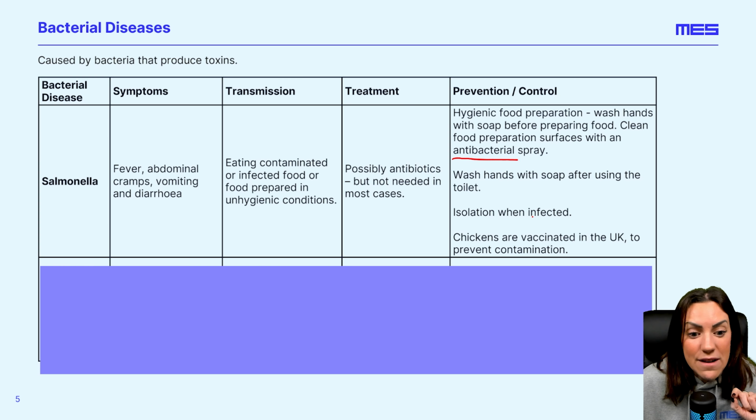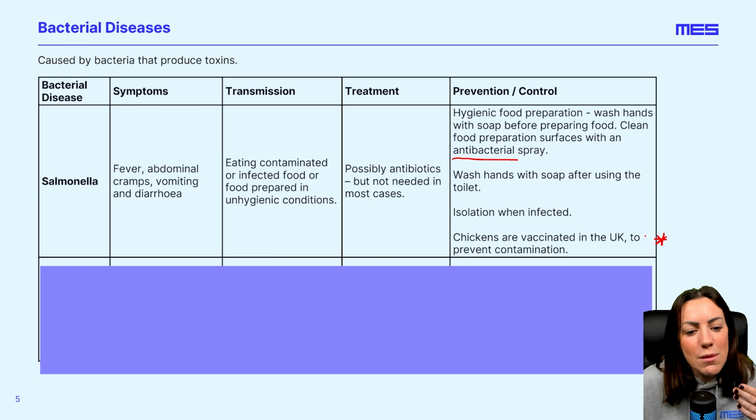Isolating yourself if you're infected to prevent the spread to someone else that is currently healthy. And interestingly, chickens are vaccinated in the UK to prevent contamination. The idea of this is if the chickens are not infected with salmonella, then the meat will not contain the salmonella. So then when we eat the chicken, the salmonella will not pass to us humans. And this idea has come up on the exam before, and many students struggle to make that link, right?